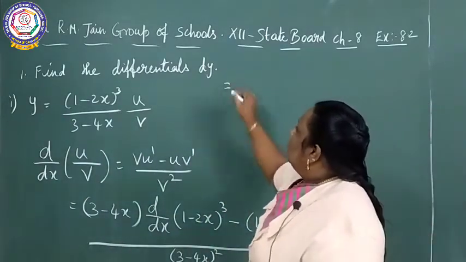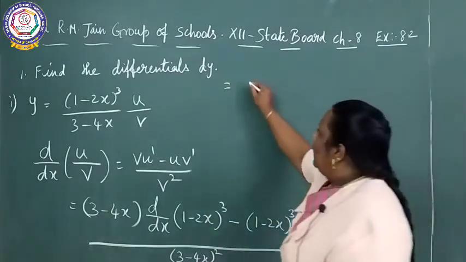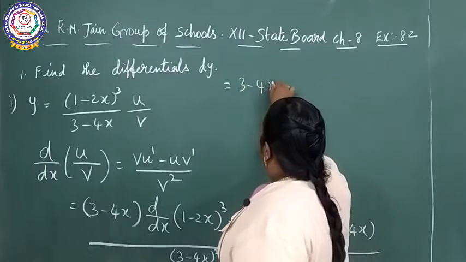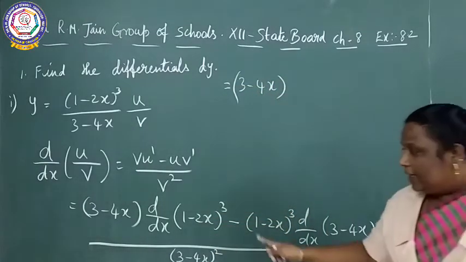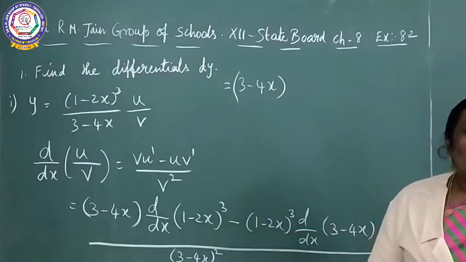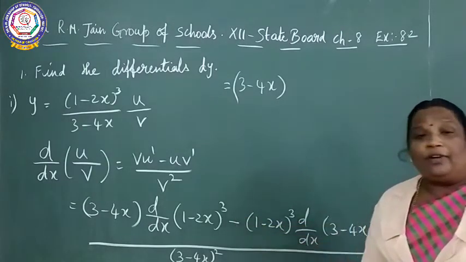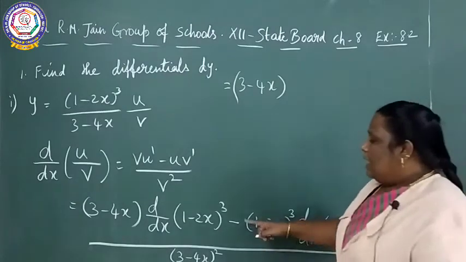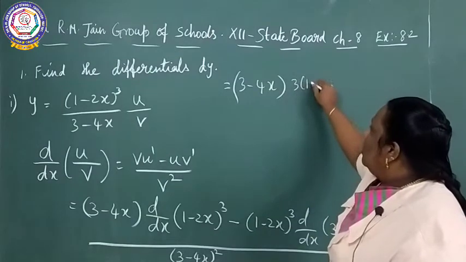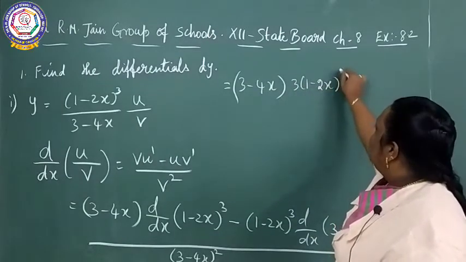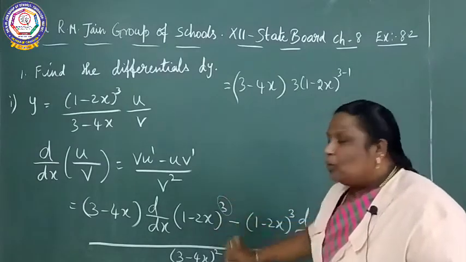You brush up your thing. Here, 3 minus 4x, how can you differentiate this one? Yes, it is in a power form. Successive differentiation, chain rule differentiation. First you differentiate the power: n into x power n minus 1. So, 3 into (1 minus 2x) whole power 3 minus 1. So, the power part is over.